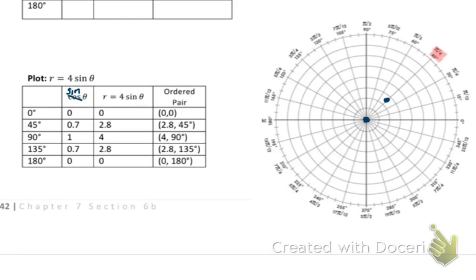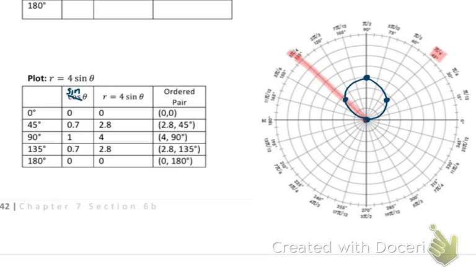Then we have 4 at 90 degrees. So that's going to be straight up and down. 1, 2, 3, 4. So you should have a point here. And then we're going to have a point 2.8 at 135. So I'm going to locate 135. I'll follow that line. It's positive. So we're going to go up 2.8. 1, 2.8. And it's a lot less points. But it is in fact going to also be a circle.